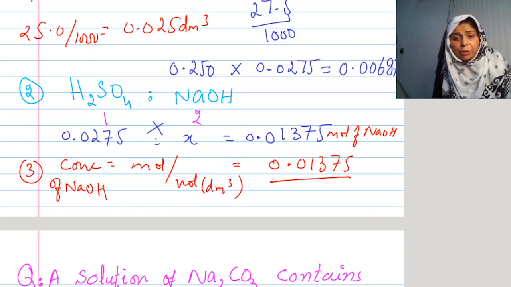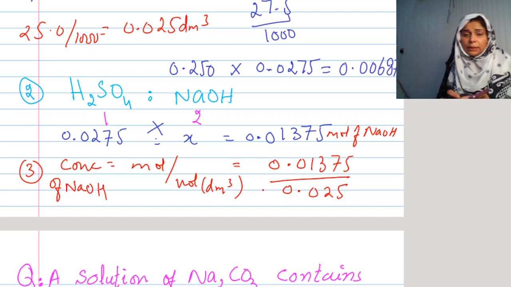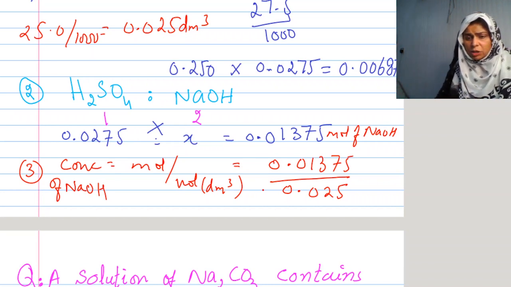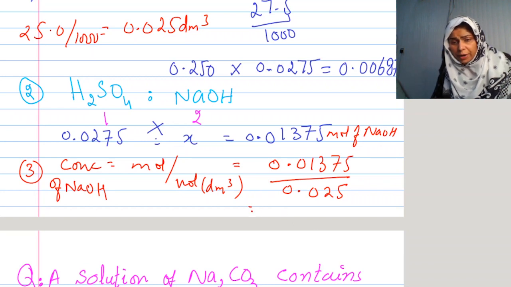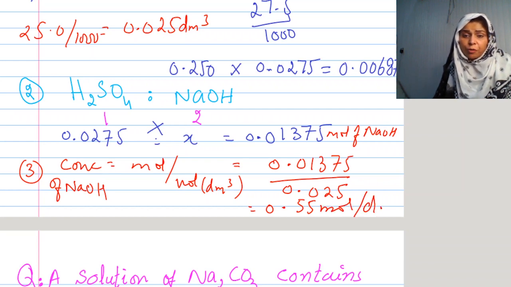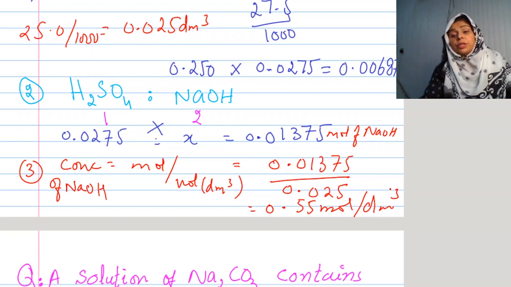Mole per decimeter cube divided by 0.025 decimeter cube. So this is the way through which we will get the answer. The concentration answer is 0.55 mole per decimeter cube, which is the unit for the concentration, or capital M. So this is the way you have to do the question.